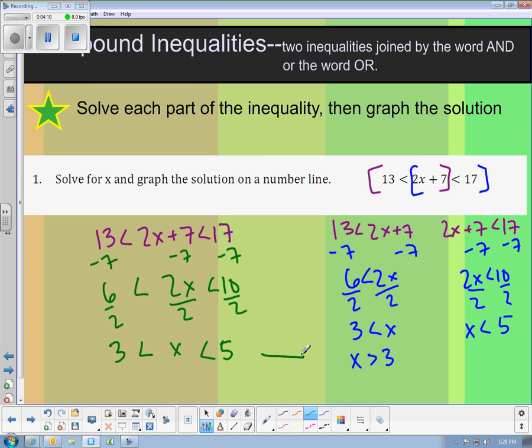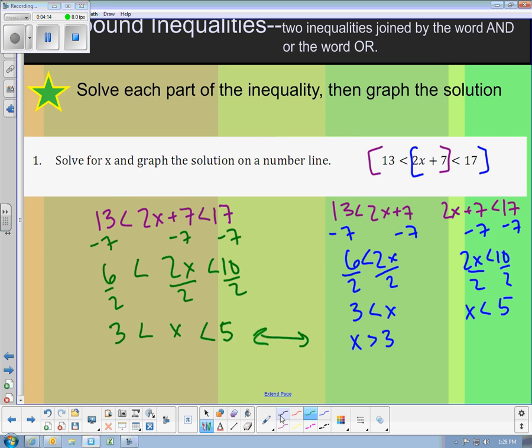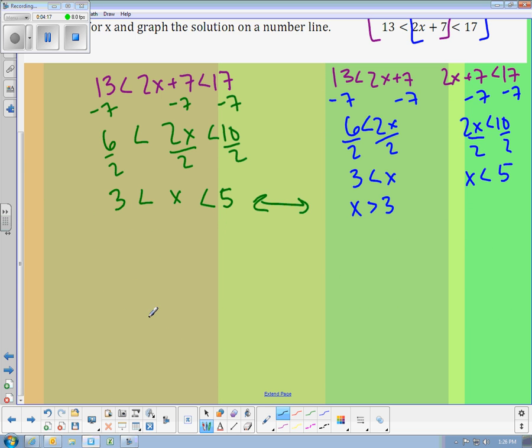They end up giving you the same answer. It does not matter to me which way you use. Those are just two different varieties. If I were to graph this, I need to draw myself a number line here.